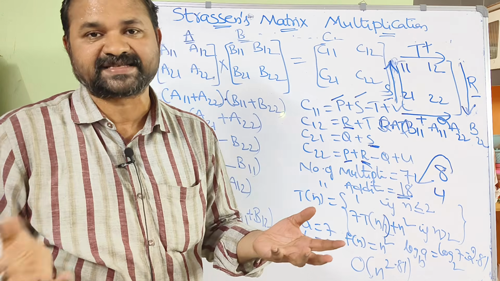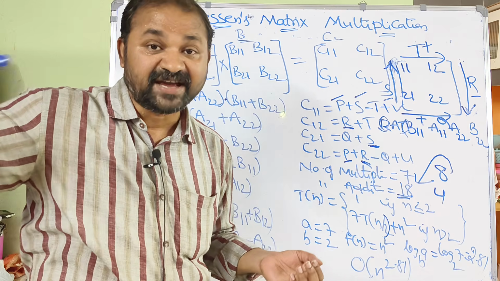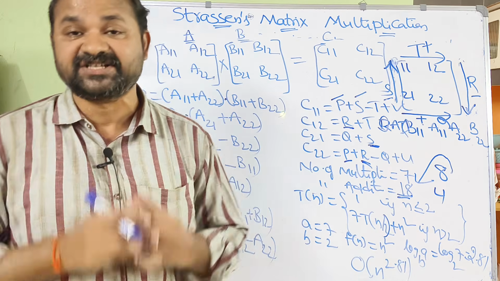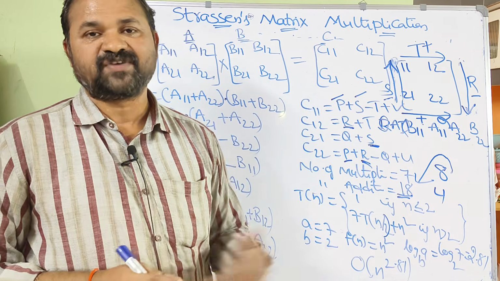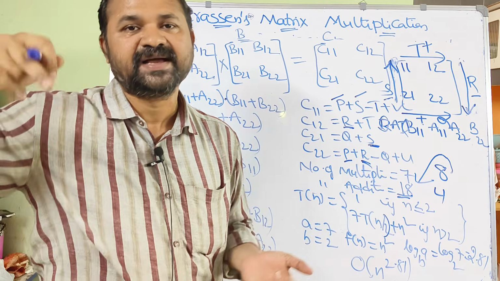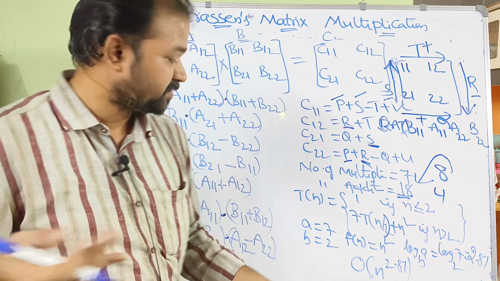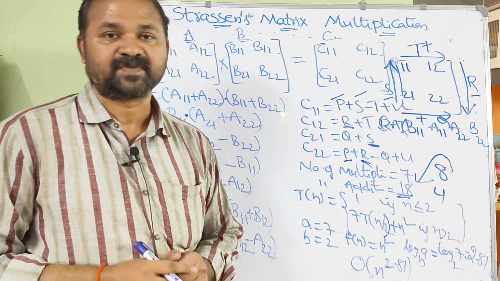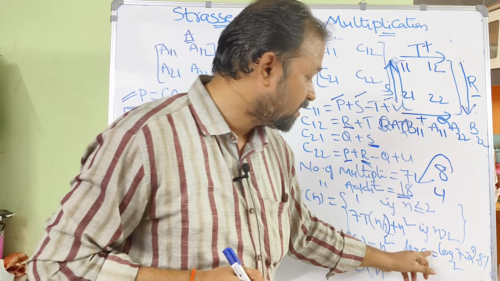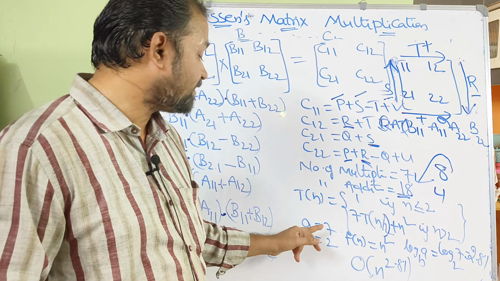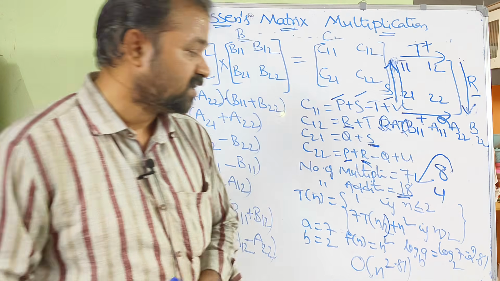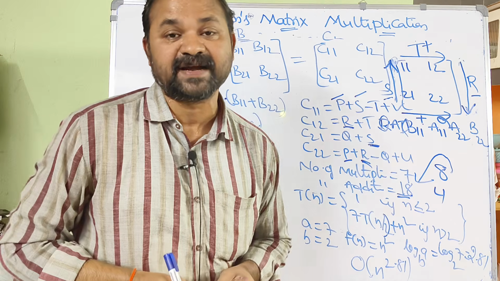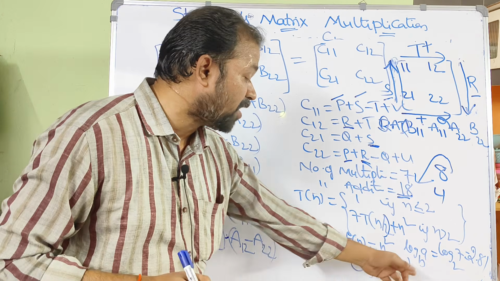If you have a 4 by 4 matrix, then 4 by 2 by 4 by 2. If you have an 8 by 8 matrix, then 8 by 2 into 8 by 2. Plus maximum we require n square additions if n is greater than 2. So for calculating this time complexity, we just have to use the a T of n by b plus f of n formula. Here a value means 7, b value means 2, whereas f of n means n square. In order to calculate the time complexity, consider log a base b. Here what is a? 7. So log 7 base 2. The value of log 7 base 2 is 2.81. So the time complexity of the Strassen multiplication is big O of n power 2.81.